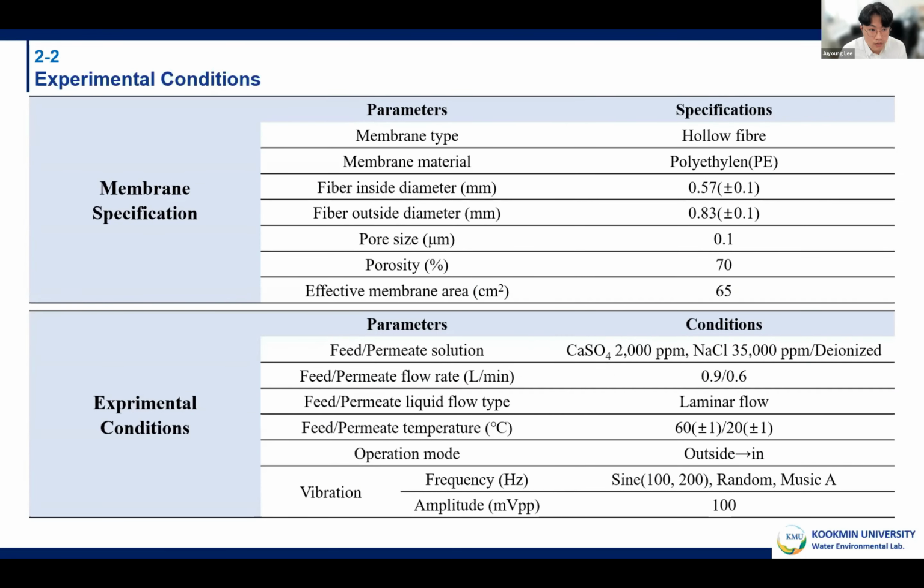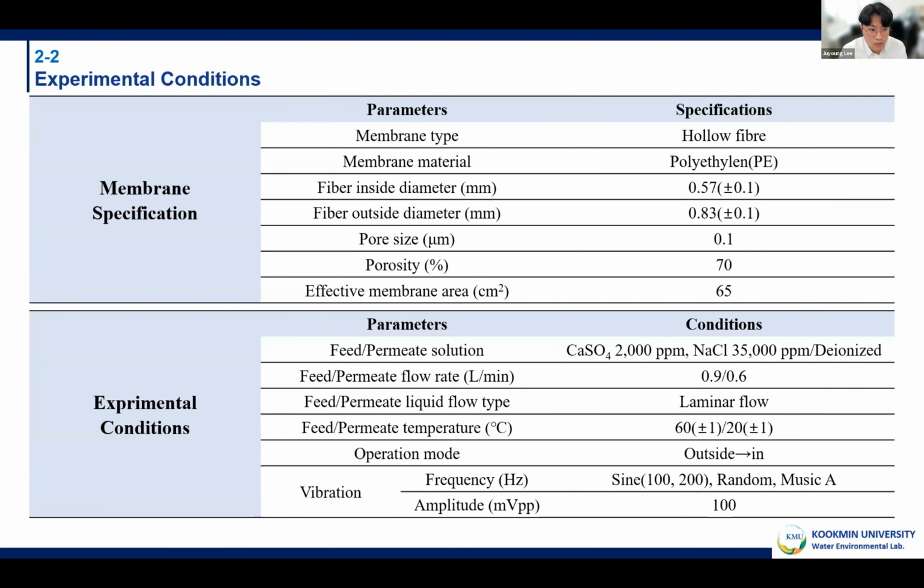All chemicals were purchased from Sigma-Aldrich and mixed with high purity deionized water. According to the flow rate we set and the area of the module and membrane, the liquid flow of both feed and permeate was under laminar flow conditions. Temperature of both solutions was carefully maintained and monitored. Now, I'll explain the results and discussion.